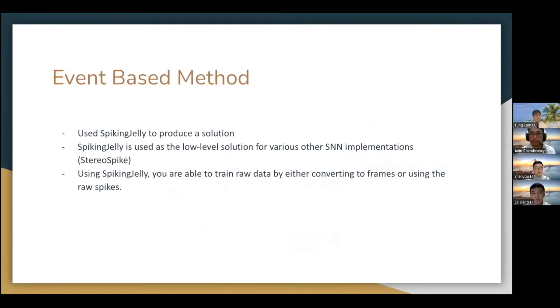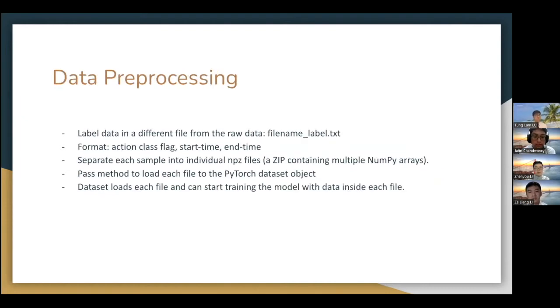Now, talking about the event-based method, we've used SpikingJelly to produce our solution. SpikingJelly is also used as the low-level solution for various other SNN implementations, such as StereoSpike. Using SpikingJelly, you are able to train on raw data directly, or convert it to frames and then use that in the SNN.